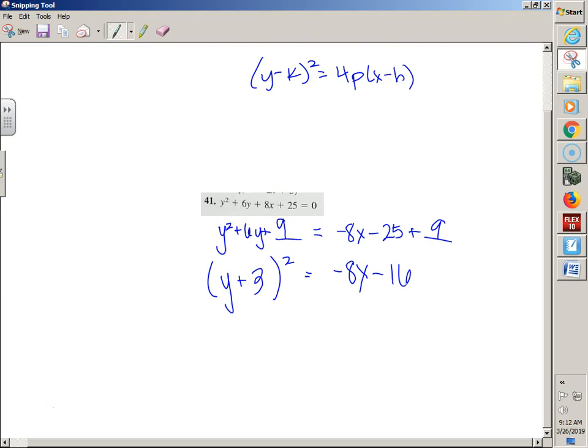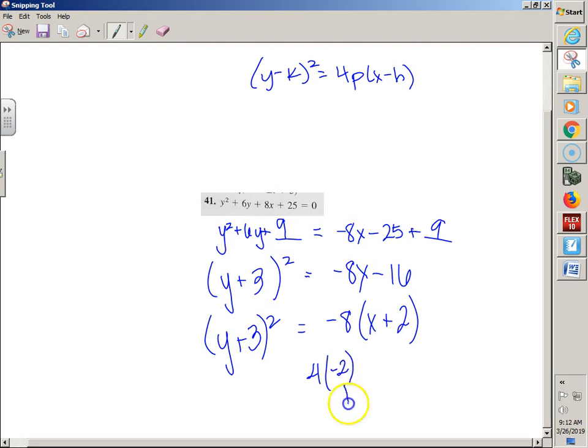Well, that doesn't look right. Oh, that's okay. What can we do? Factor out a negative 8, and I get x plus 2. We have options. You could be like a smarty pants, like the book, and be like, oh, that's going to be 4 times negative 2. Look, it's my p. Or what else could you have done instead?